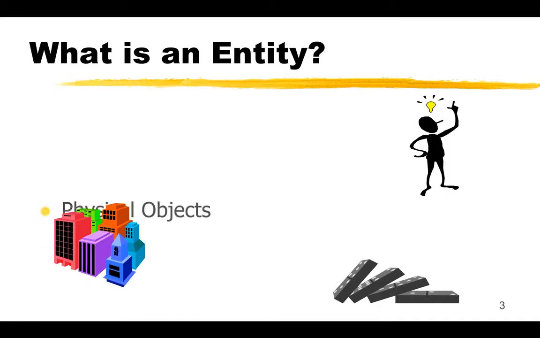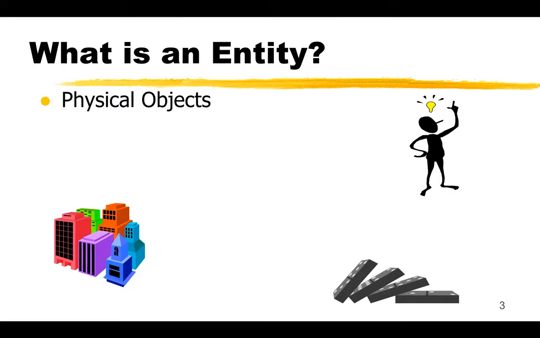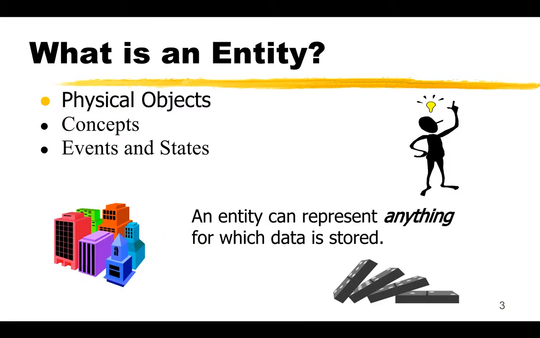Again, an entity can be almost anything. It can be physical objects such as buildings, because you're going to store data about the buildings or any physical objects. It can be about concepts. People can have ideas, or even an order, like you place an order for something, and then even the order lines, the individual items and the lines of the order itself. Those can also be entities. The other things are events and states, like dominoes knocking down, or the dominoes standing up, or are they knocked down? Those are different events and different states that can also become entities. So basically, an entity can represent anything for which data is stored.